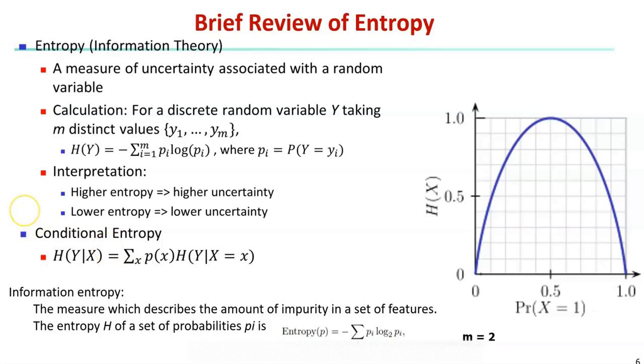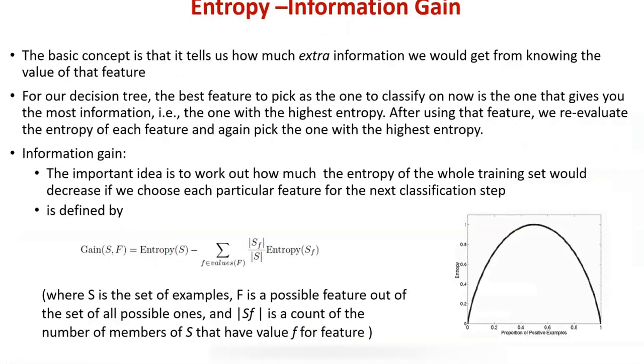Okay, what is the interpretation of this entropy? If you have high entropy, that means it is high in uncertainty, and if you have very low entropy, it means lower uncertainty. Okay, and this information entropy tells us the amount of impurity in a set of features.